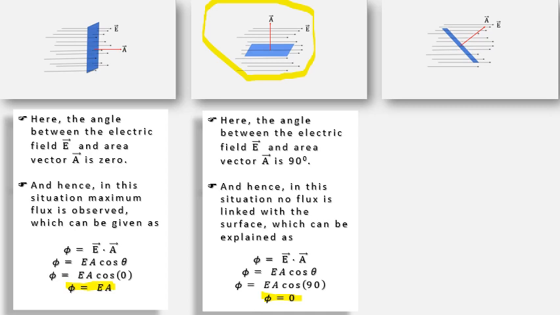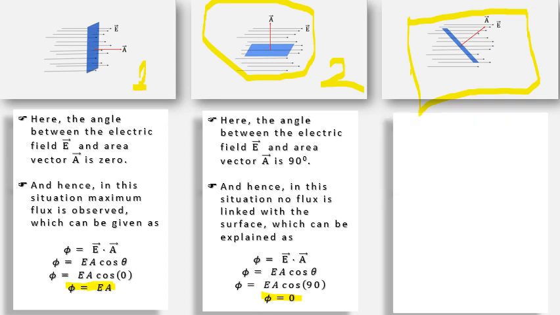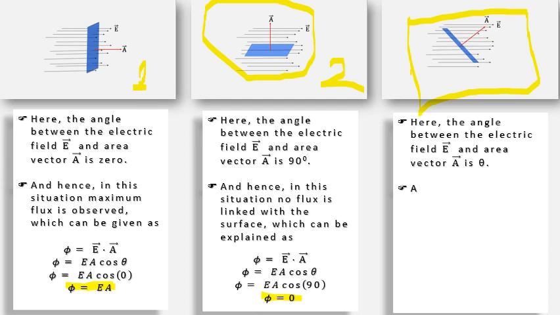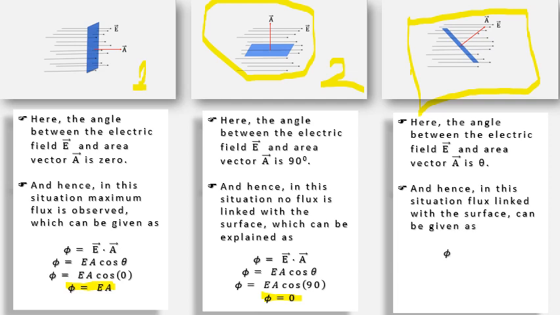Consider the third situation. What is the case here? In this situation, some field lines are passing through the surface, but as compared to the first situation and the second one, the flux here is neither maximum nor zero. So let us try to find out the flux here. The angle between E and A is theta, and hence phi is vector E dot vector A, and that is EA cos theta. So obviously the flux here is less than in the first situation and more than in the second situation, and it is very clear from the diagram also.